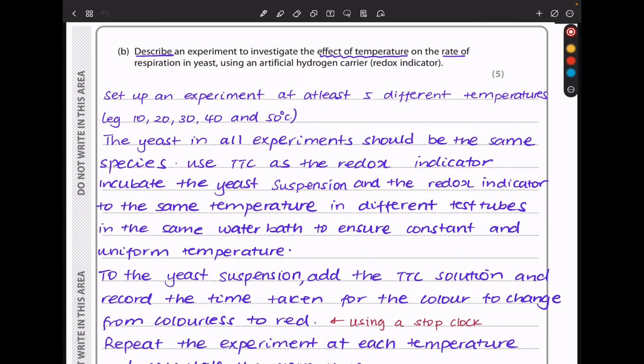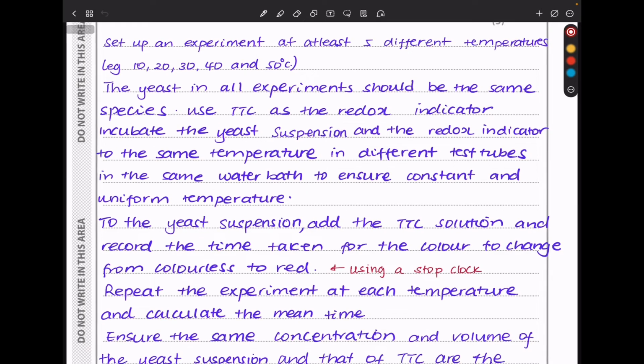And then the yeast should be the same species. Of course, this is controlling the biotic factors, so yeast should be the same species. And in this case, I chose using the TTC as the redox indicator. We will incubate the yeast suspension and the redox indicator to the same temperature in different test tubes, and this is going to be in the same water bath to ensure the temperature is uniform before they are mixed.